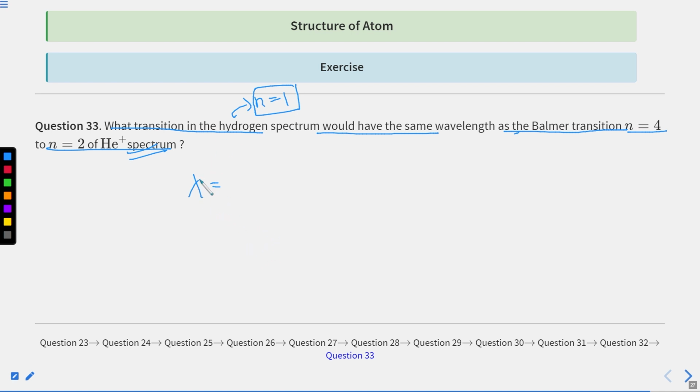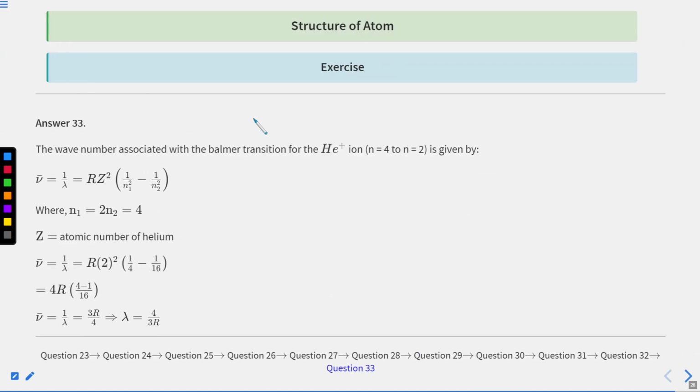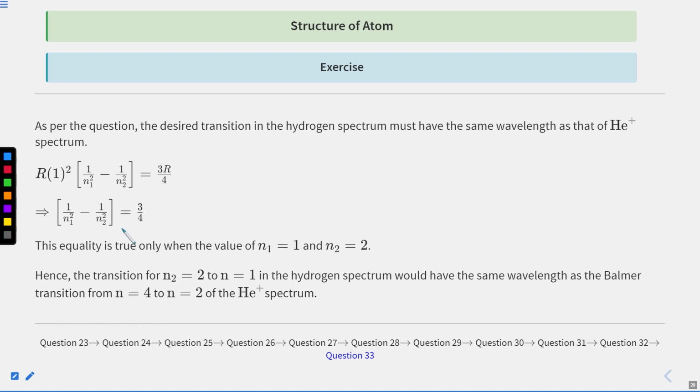So first we will find the value of lambda here. For that we have 10967 as the wave number, that is nu bar equal to R (1 by n1 square minus 1 by n2 square). Here we will find the lambda. Then we put this lambda value in the hydrogen with n final equal to 1, and n initial we will have to find. The same thing has been done here. First we have found this value of lambda, that is 4 by 3R, and we have put this value here for n equal to 1 and n equal to 2. It is clear. So this is for hydrogen, He plus.